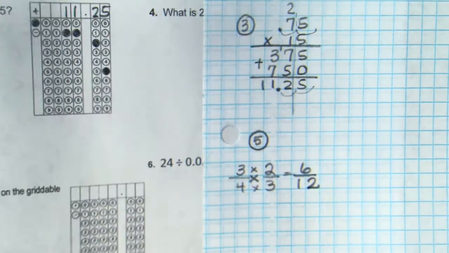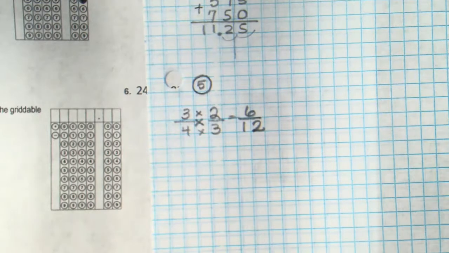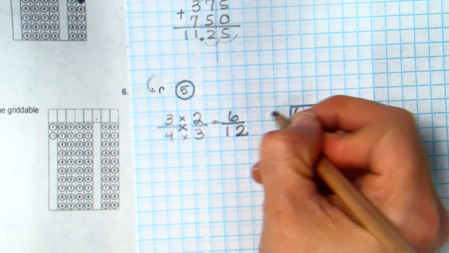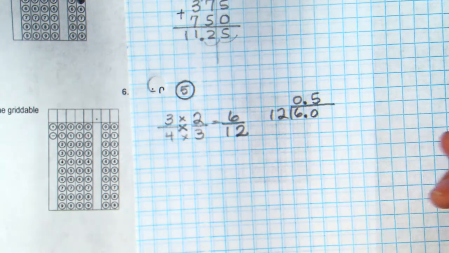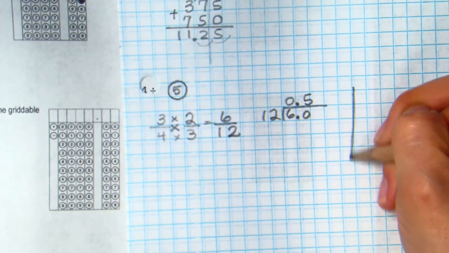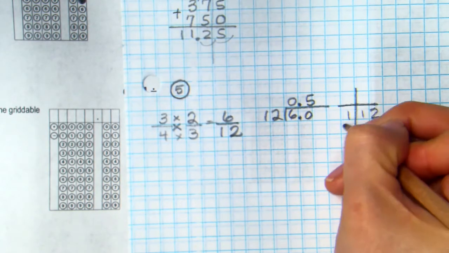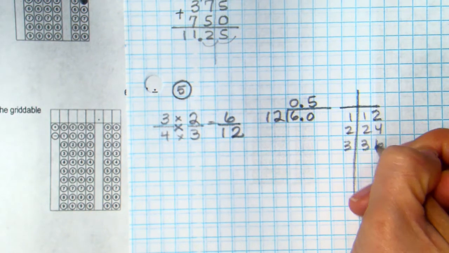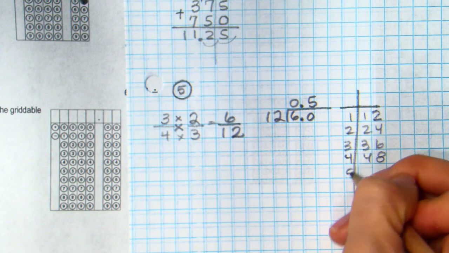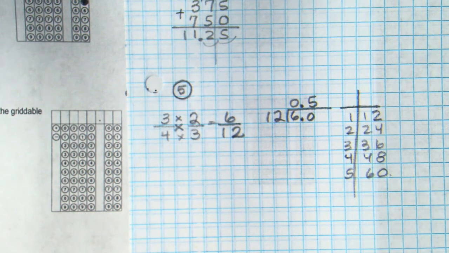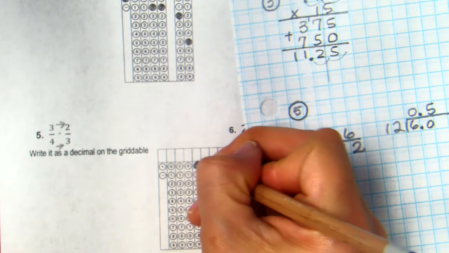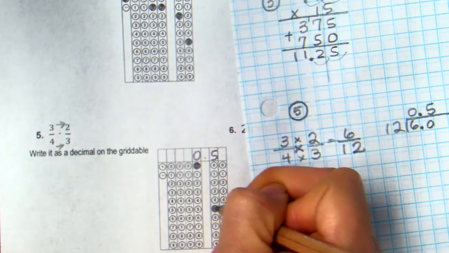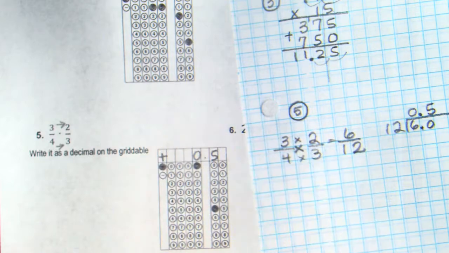So we can simplify here and then divide, or you can divide as it is. I'm going to divide as it is. 6 divided by 12. Again, it's 0, add a decimal, bring the decimal up, and it's 5. If you are still struggling, I expect you to do your little T-chart. Times 1 is 12, times 2 is 24, 3 is 36, 4 is 48, and 5 is 60. Okay? So on your griddable, you're going to put 0.5. And it's positive.